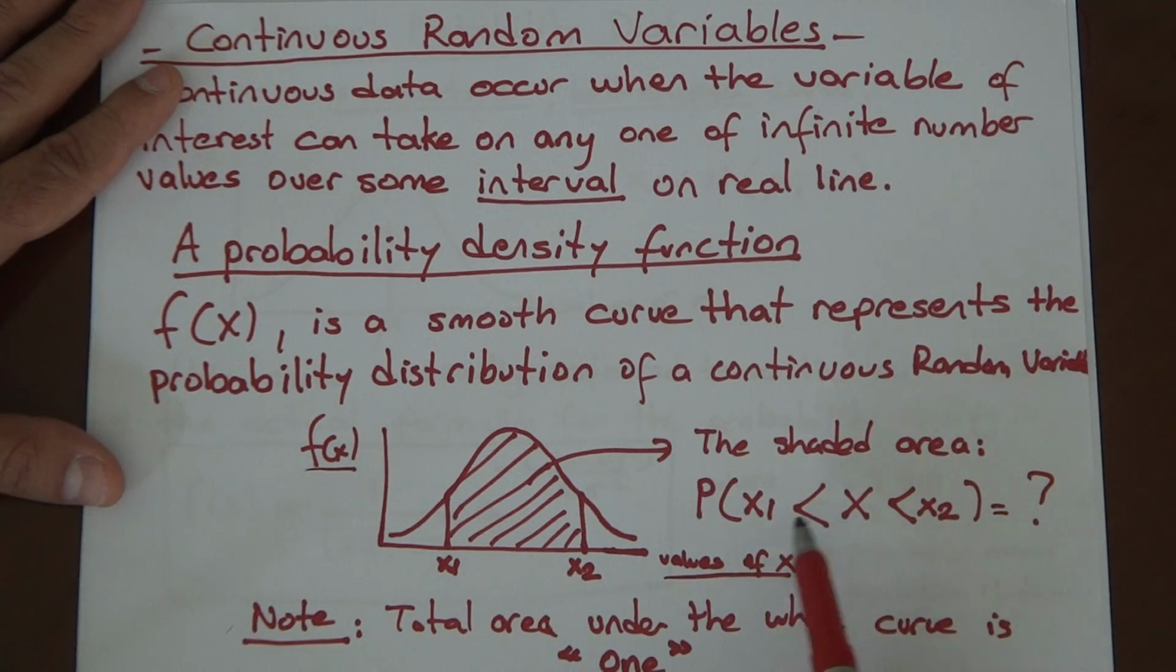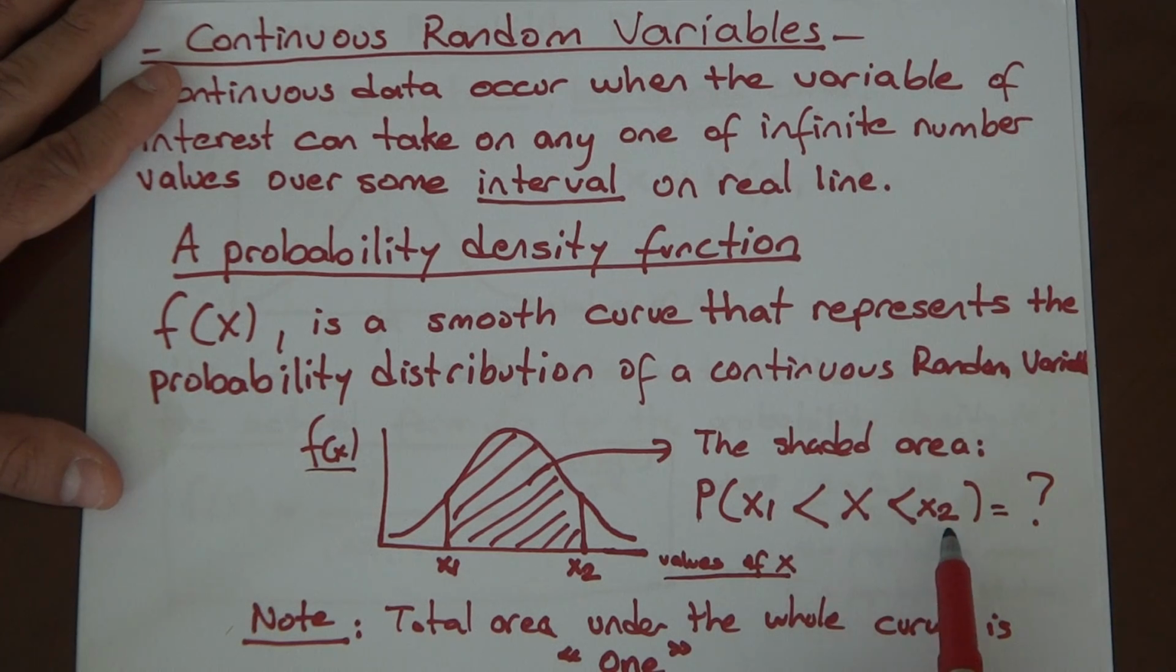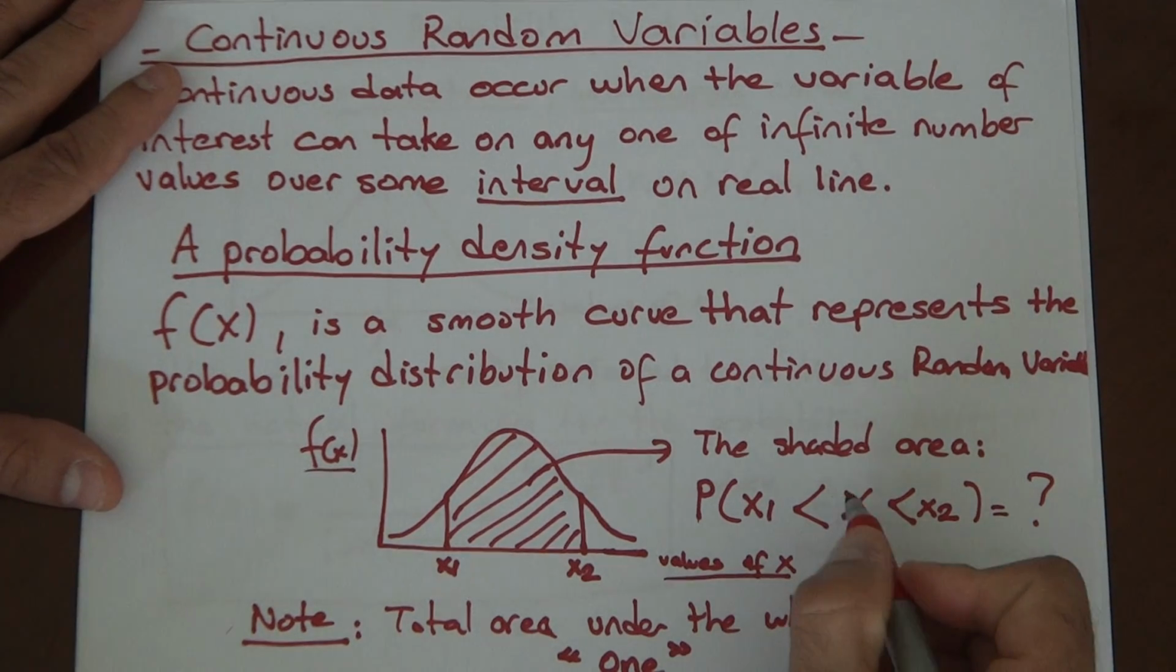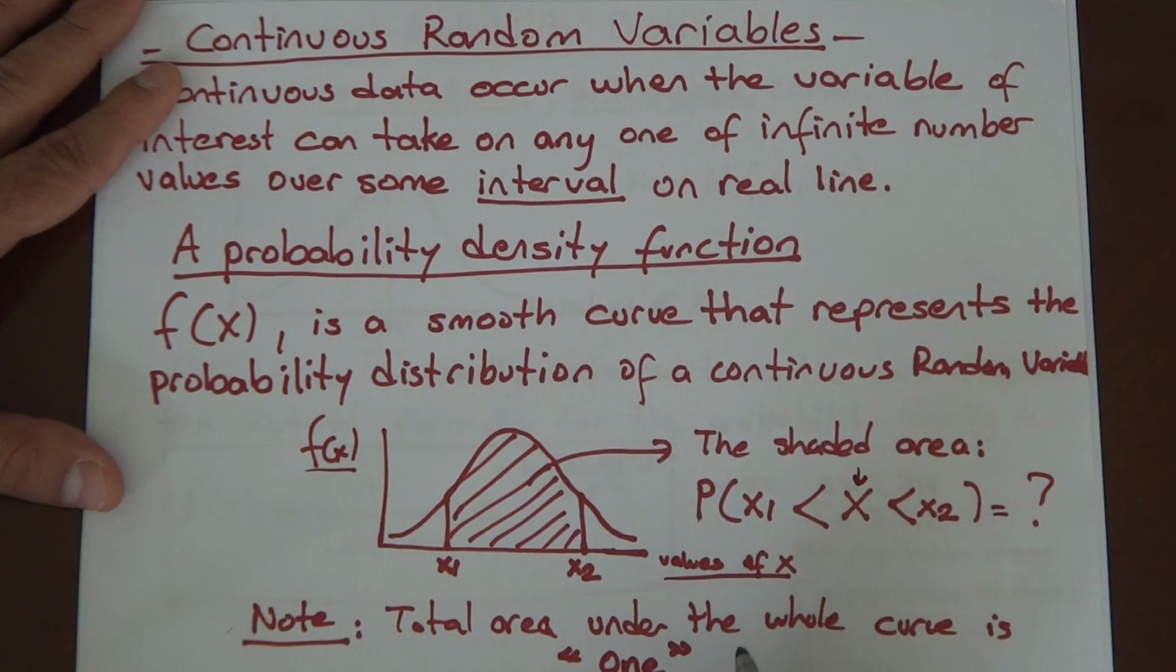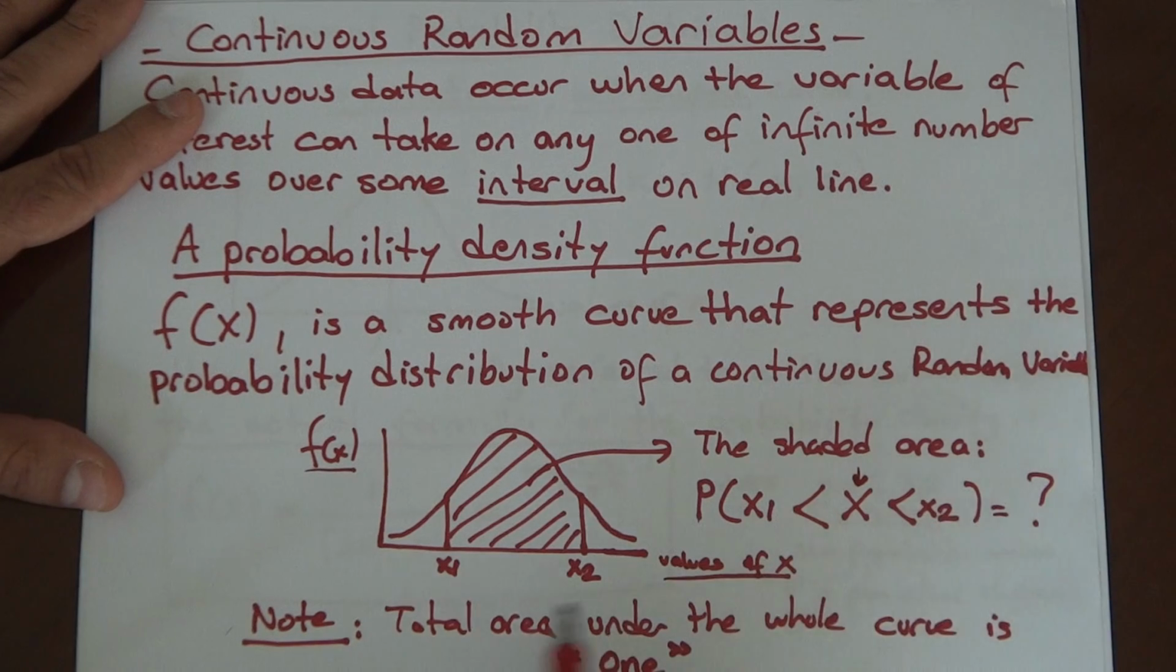Probability of x between these two values. As you see, the probability of x, the continuous random variable, between these two values can be shown here: probability of x1 less than x less than x2. Be careful, x is the continuous random variable, but x1 and x2 are the boundaries, lower boundary and upper boundary. So we are going to calculate this kind of probabilities, okay?